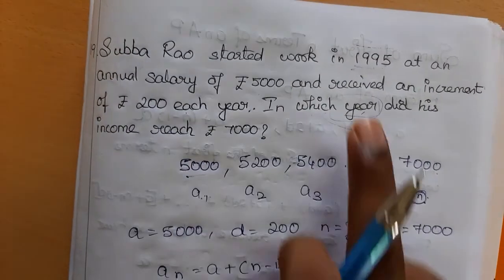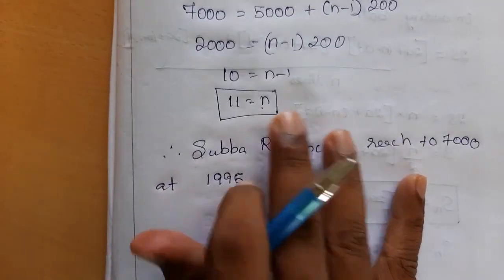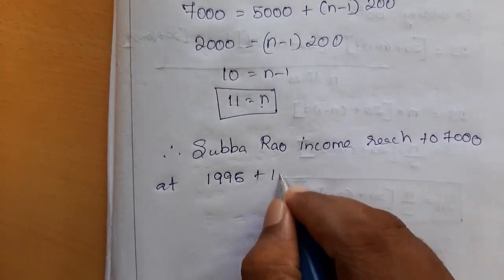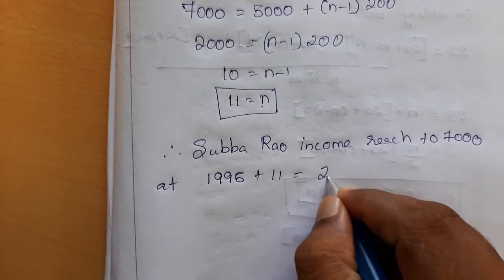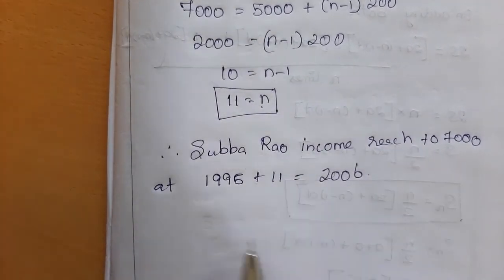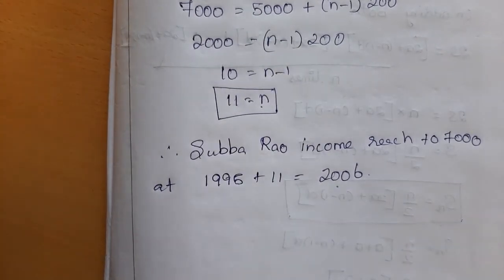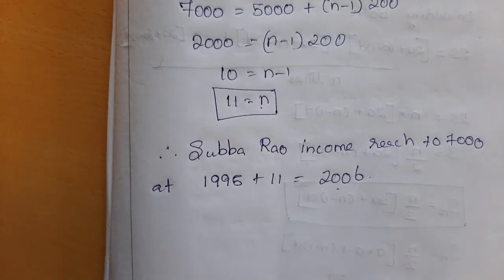So 1995 is the initial, he will get it after the 11th year, so we have to find the year. By adding 11 years we will get 2006. So in 2006 he will be getting 7,000. Thank you.